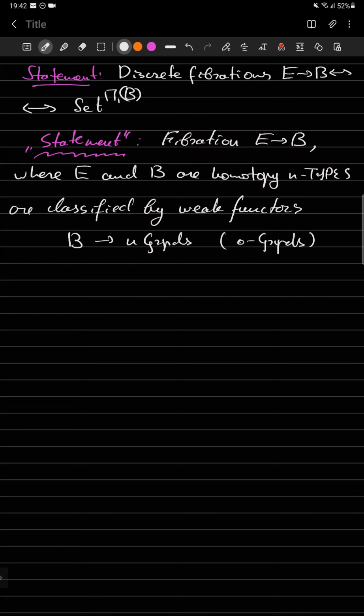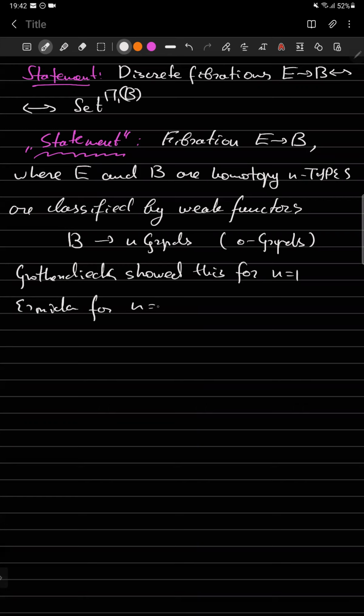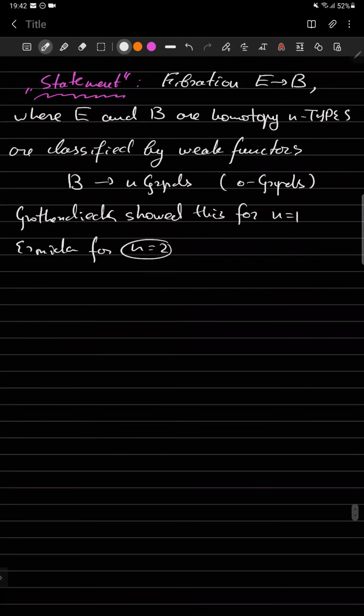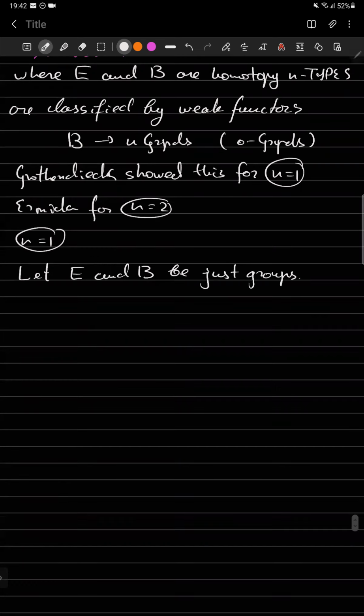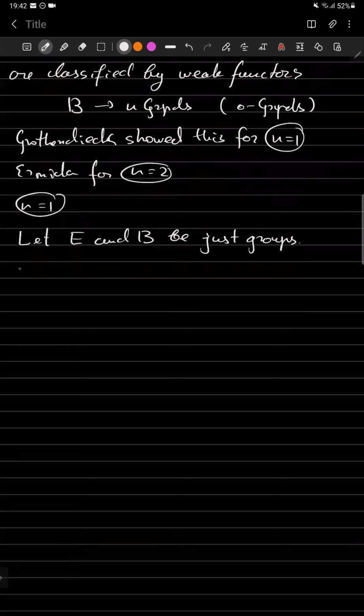So Grothendieck showed this for n equal one, Ermida for n equal two, and the general case is still open. So we consider the case n equals one. Let E and B be just groups, and let us fix a fiber F, also a group.